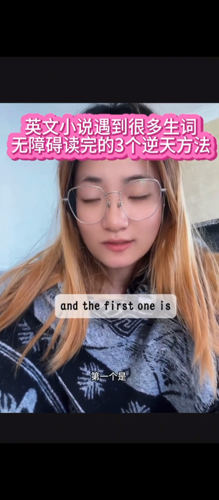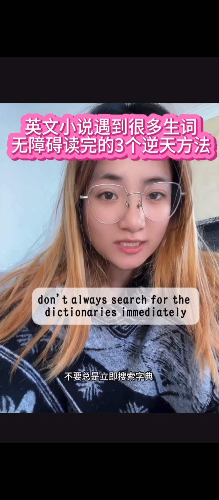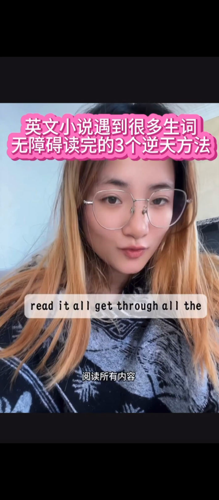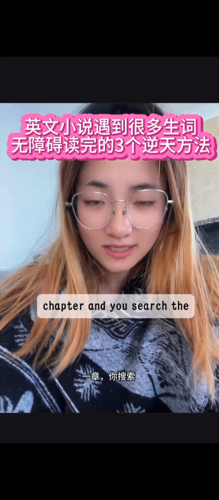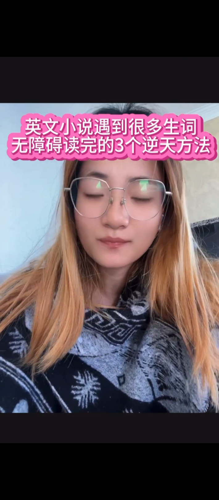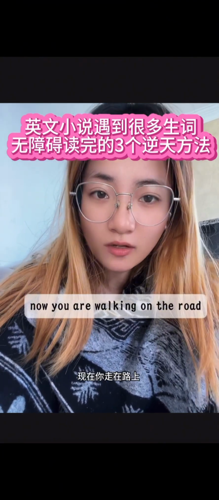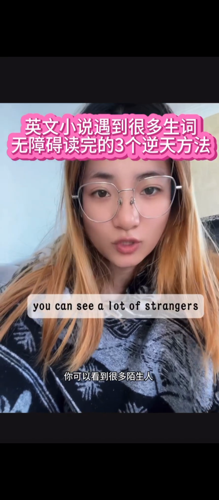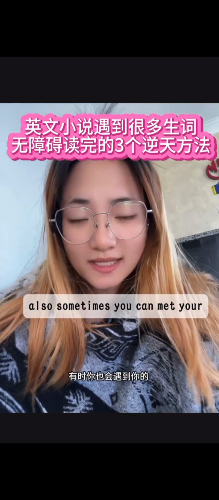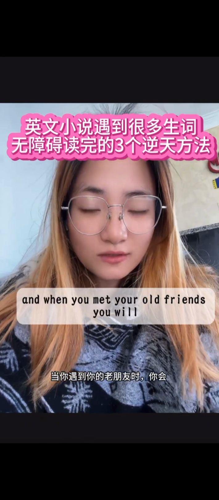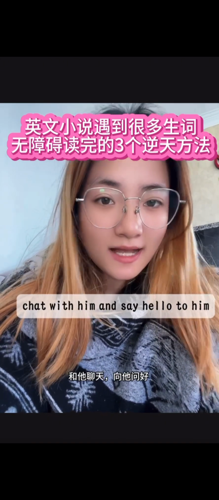The first one is: don't always search the dictionary immediately. Read one chapter all the way through, and then search the dictionary. Think about it like a story. Now you are walking on the road, and you can see a lot of strangers. Also, sometimes you can meet your old friends, right? And when you meet your old friends, you will chat with them and say hello to them.